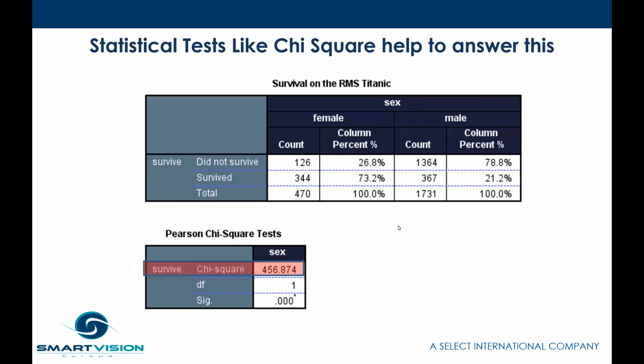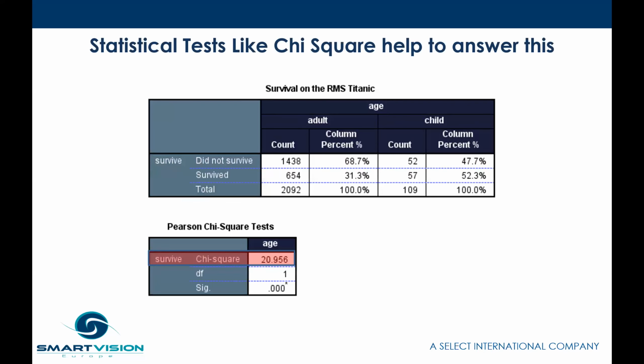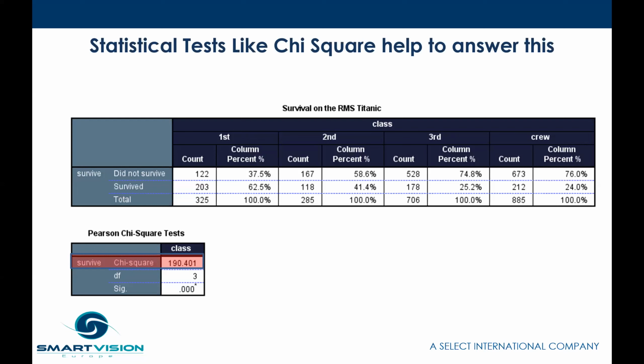And then we have the class of travel. First class, 62% survived. Second class, 41% survived. Third class, 25% survived. And crew, 24% survived. And that also gives us a significance value. Now, I think that if we were to look at the actual probabilities, it would come out as something like gender followed by class followed by whether or not you're an adult or a child.